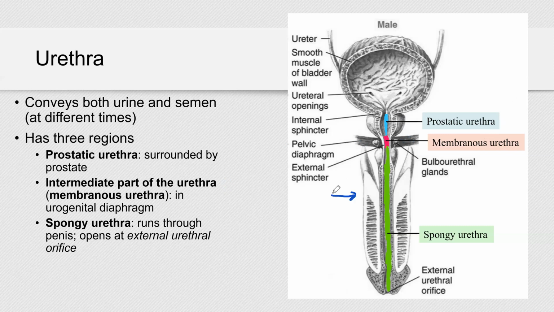And then what do we have? The penis. Inside the penis, we have the corpus spongiosum, remember over here, erectile tissue, and the urethra is inside. That's why it's the spongy urethra. So that's three parts. And this is the glans of the penis and the external urethral orifice, which is the opening of the spongy urethra.